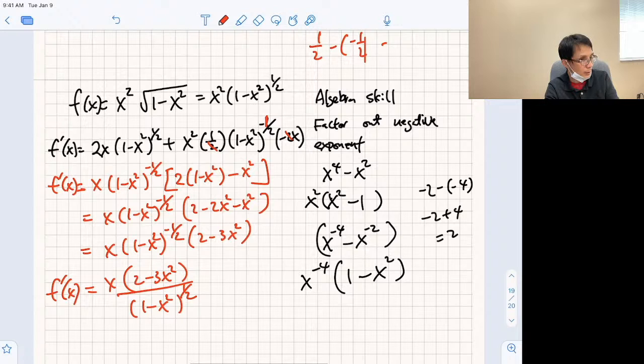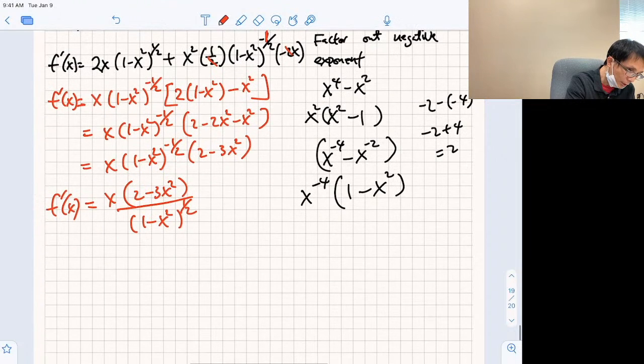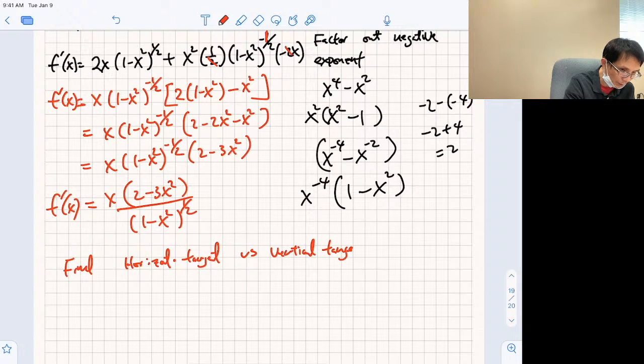Alright, we're gonna solve. So what are we doing, right? In this question, I'm gonna ask you to find two things: horizontal tangent versus vertical tangent, because you have both in this case. So how do I find horizontal tangent? Well, horizontal tangent is derivative equal to 0, right? So horizontal tangent is dy dx equal to 0.